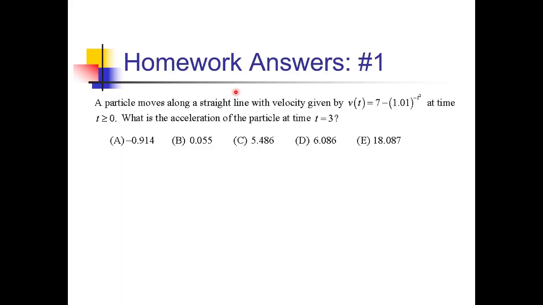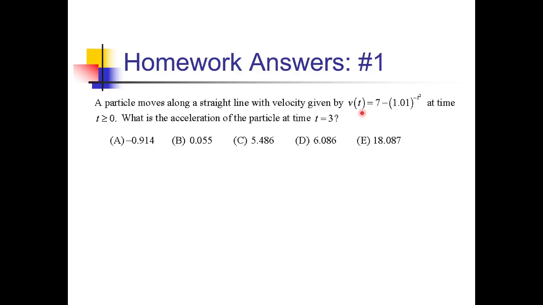For this problem, we have a particle moving on a straight line with a velocity given by v of t equals 7 minus 1.01 to the negative t squared, and time is going to be a positive or zero number. We want the acceleration of the particle at time 3.